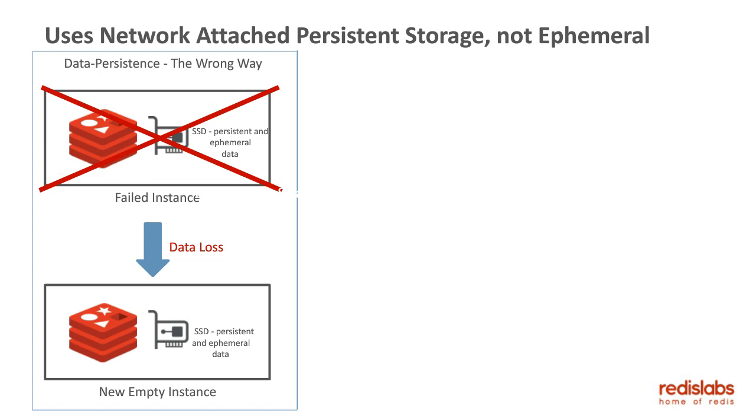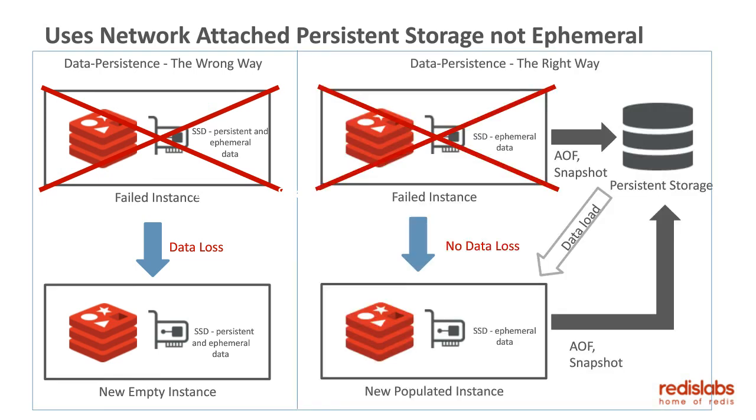So one of the things that we did is split up our ephemeral storage and our persistent storage. Our persistent storage will be mounted to a network drive, for example, and everything will go into that persistent storage. So in the event that we need to create a new instance, we can reattach that volume, and it will be populated with the latest state that we have available.